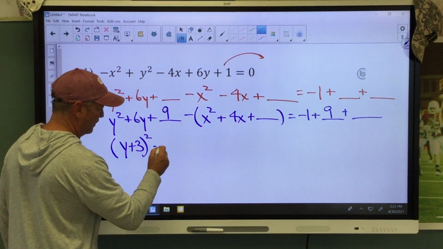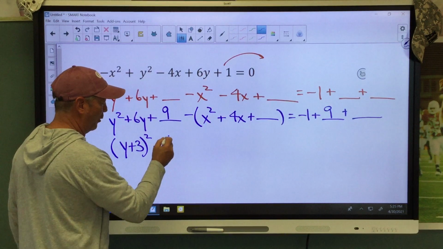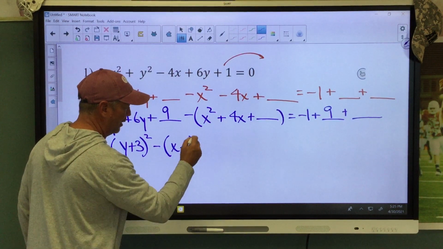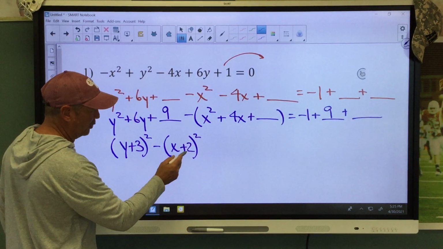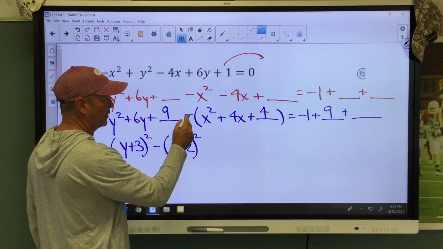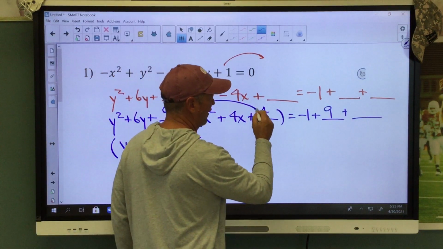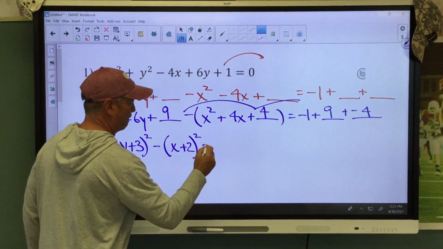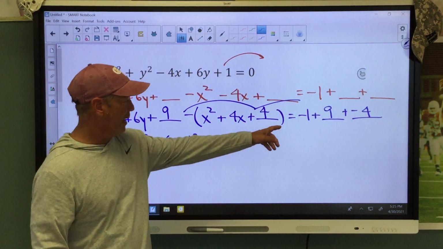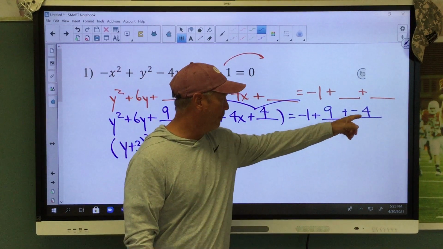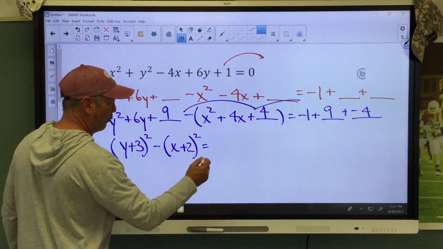Bring your minus. Half of 4 is 2. I need you to square the 2. But you're going to have to bounce this negative sign. A negative times that 4 is going to give me a -4. We're going to do the math. -1 plus 9 is 8. 8 minus 4 equals 4.